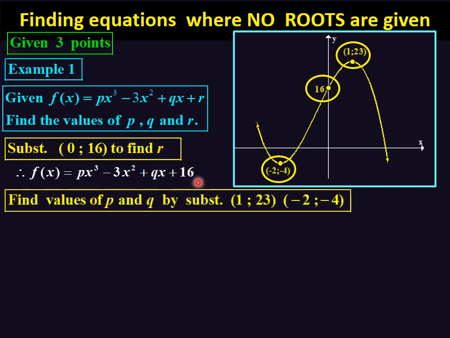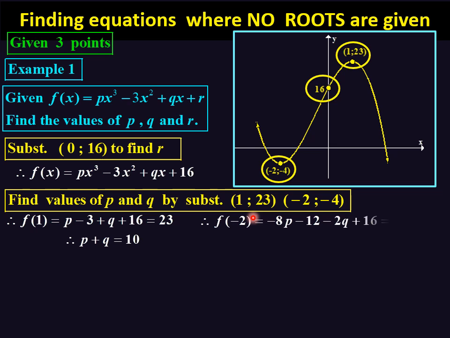Now we need to find the p and the q. To do that, we substitute 1 and 23 and negative 2 and negative 4. Maybe it's easier to start with a positive. Let's substitute the positive value in first, and then we end up with a linear equation, p plus q equal to 10. Now let's take the negative. Just be more careful with the negative.